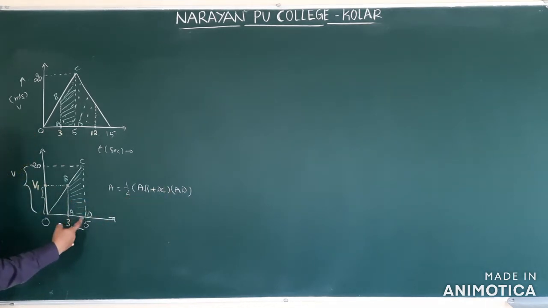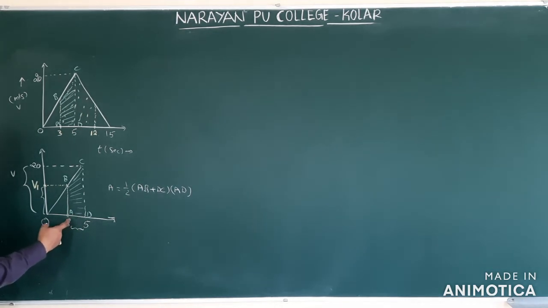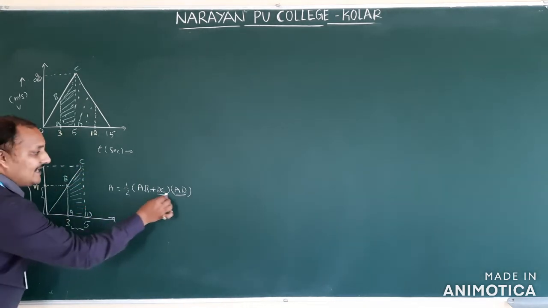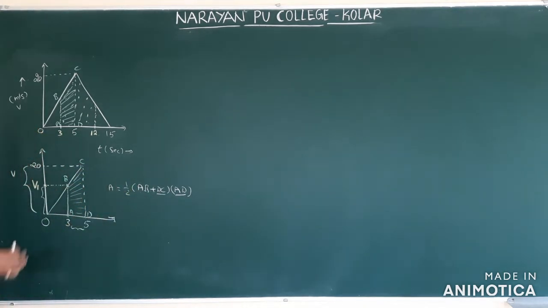Next, AD. AD means 3 to 5 difference. 3 to 5 difference how much? 5 minus 3, 2. So therefore, you came to know AD, you came to know DC. Now we should find AB. For this, the previous problem we did.